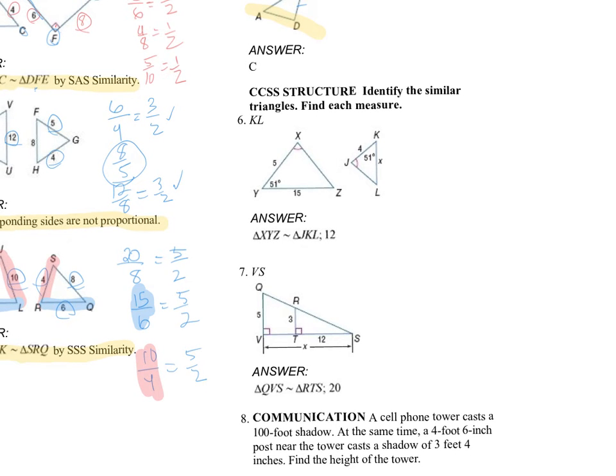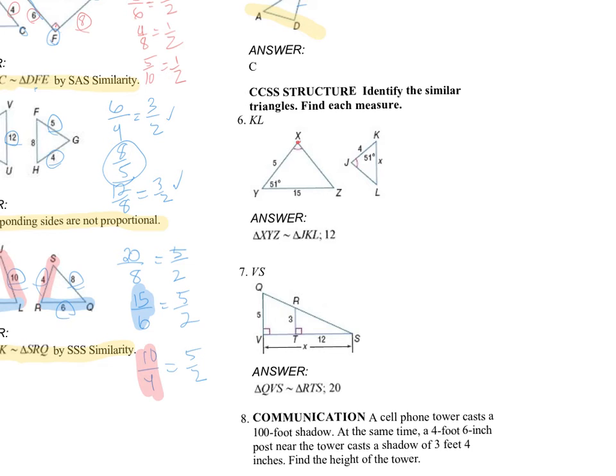Okay, looking at number 6. Number 6 is finding the measure here. And so if we look at this, we're going to be able to set up some proportions. So if we look at first identifying the triangles that are similar, starting with X here, and once again, you could start wherever you want to, you just have to make sure that you follow that order in the second triangle.